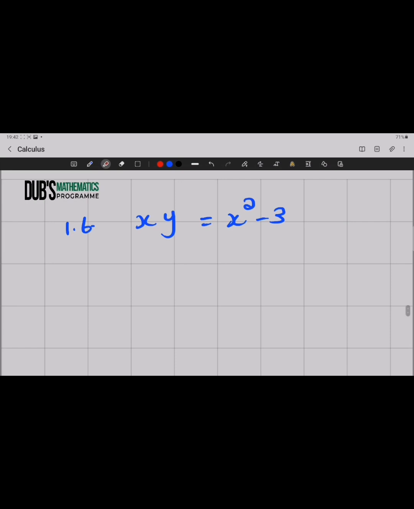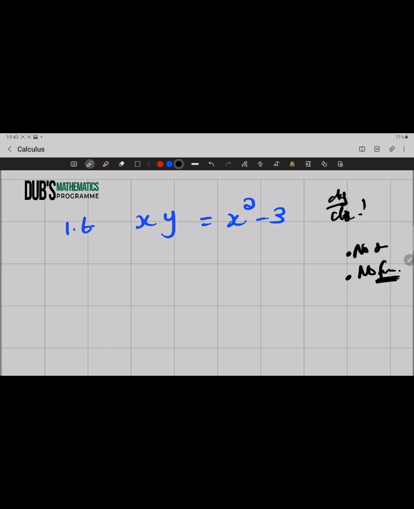Last example, we must still find dy over dx. So now I check, do we have any sets? First thing, no sets. Do we have any fractions for now? We've got no fractions.